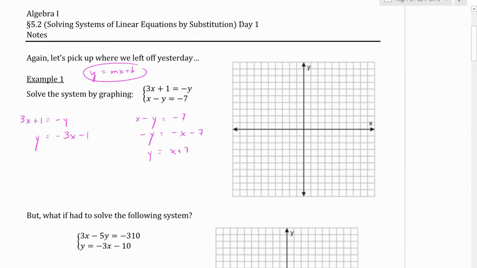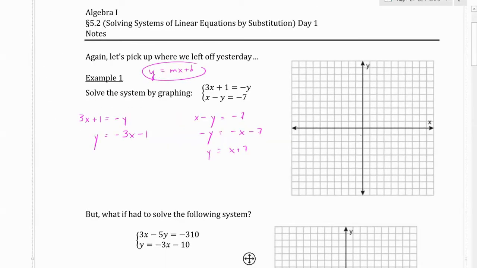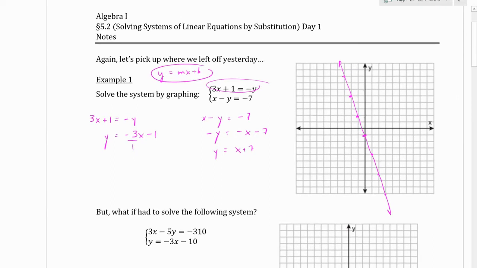Okay, so the y-intercept of the first one is at negative 1, and then you go down 3, right 1, up 3, back 1. Got that one. So remember, that line represents all the ordered pairs that make this a true statement. y equals x plus 7, so we have a y-intercept of 7. 1, 2, 3, 4, 5, 6, 7. And then rise 1, run 1.